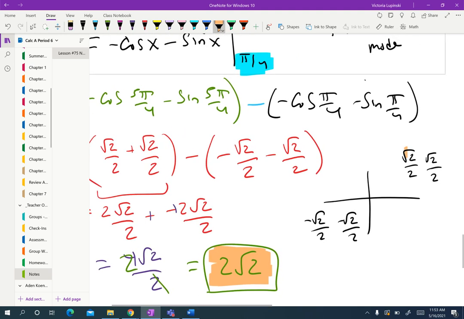So again, just to reiterate, this is the ordered pair in the first quadrant. This is the ordered pair in the third quadrant. It's always x comma y, cosine comma sine. Hopefully it hasn't been so long since you've done that.